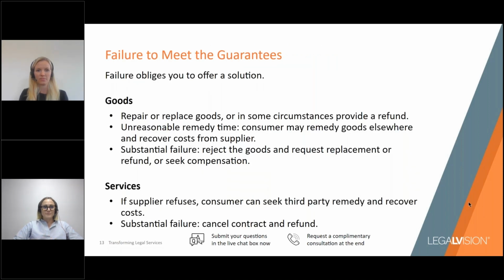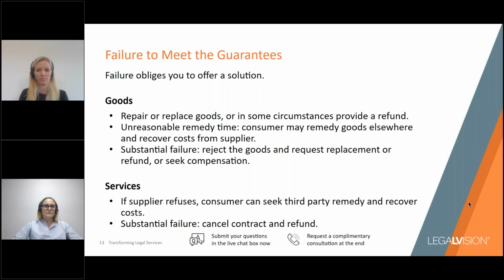When you fail to meet a consumer guarantee, you are required to offer certain solutions to consumers. Generally speaking, if you are a supplier and you have failed to meet the guarantees in respect of goods and the failure can be remedied, then the first remedy for the consumer is to have the goods repaired or replaced, or if the supplier cannot reasonably be expected to repair the goods, then by providing a refund.